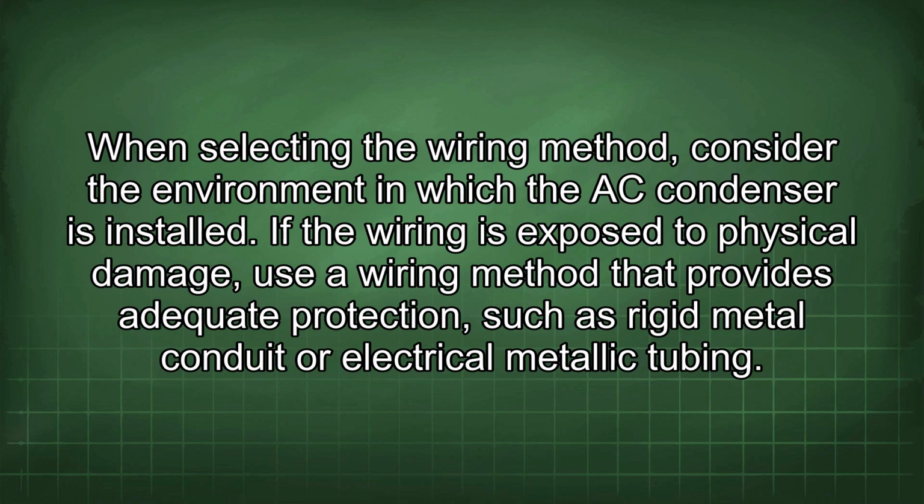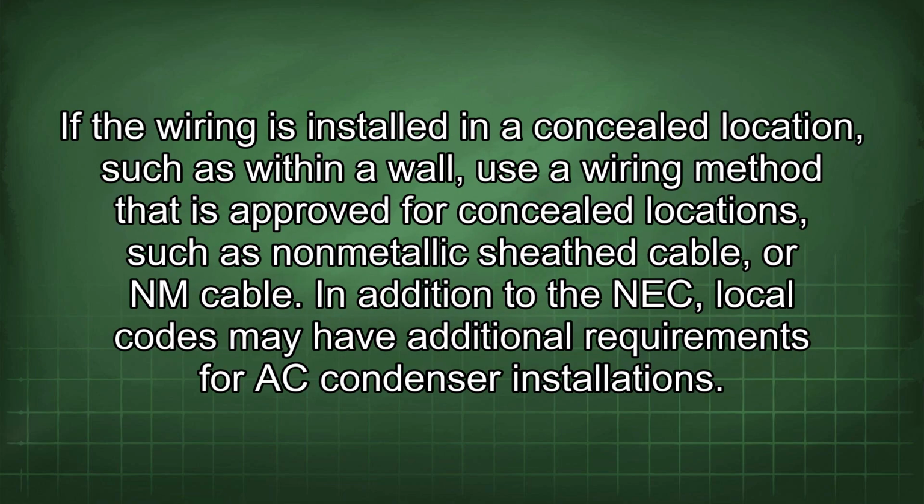When selecting the wiring method, consider the environment in which the AC condenser is installed. If the wiring is exposed to physical damage, use a wiring method that provides adequate protection, such as rigid metal conduit or electrical metallic tubing. If the wiring is installed in a concealed location, such as within a wall, use a wiring method that is approved for concealed locations, such as non-metallic sheath cable or NM cable.